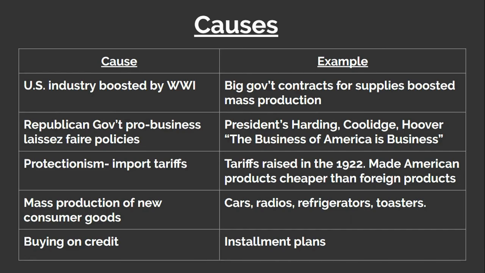Third were the protectionist tariffs passed in 1922 that made American products cheaper than foreign products. Fourth was the mass production of new consumer goods. Some examples include cars, radios, refrigerators, and toasters. Finally, our last reason was the explosion of buying products on credit or debt. Consumers had wide access to installment plans. So for expensive products like a car, they could agree to monthly payments instead of paying in full up front.